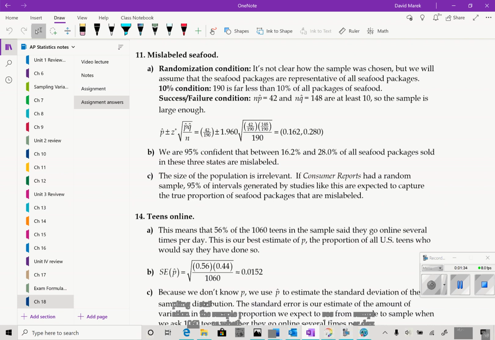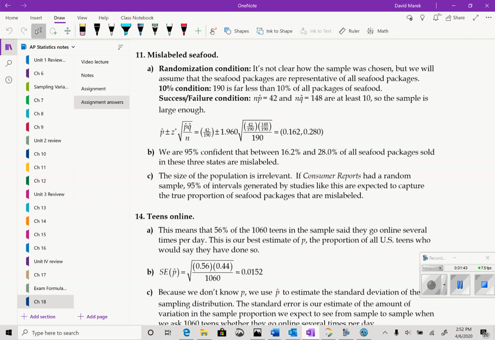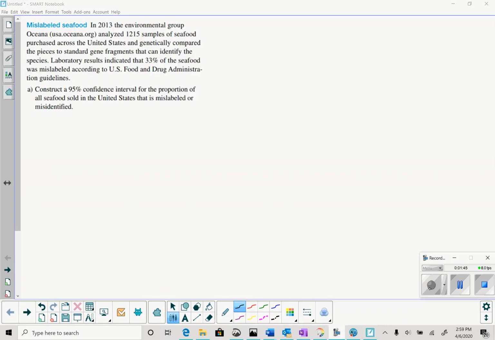Then we have the 10% condition. The next one is the 10% condition. Now, if we're going to say they analyzed 1,215 samples of seafood compared to how much is sold in the country, I think it would be safe to say that the 1,215 is probably less than 10% of all of the packages of seafood that were sold in the United States. So we're okay with that.